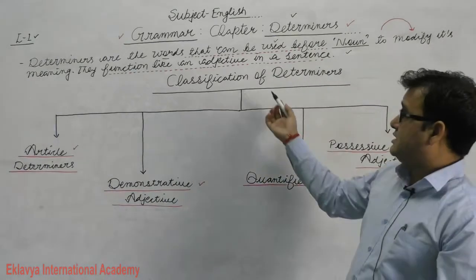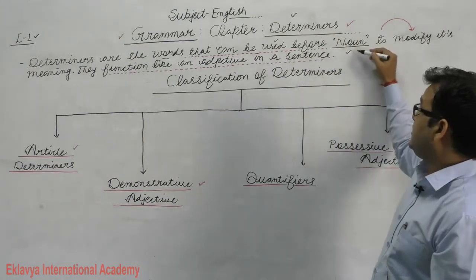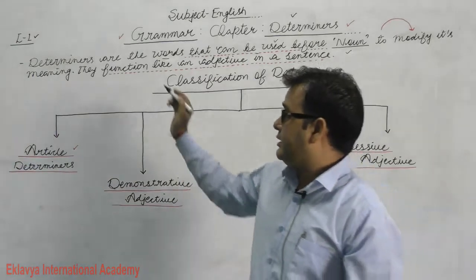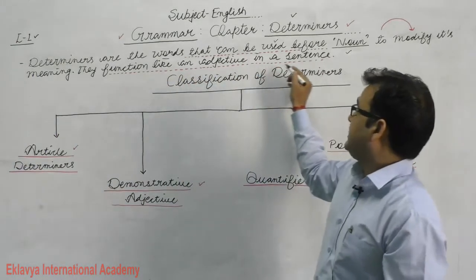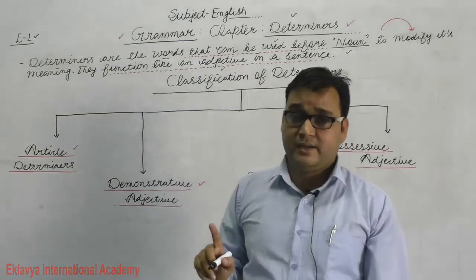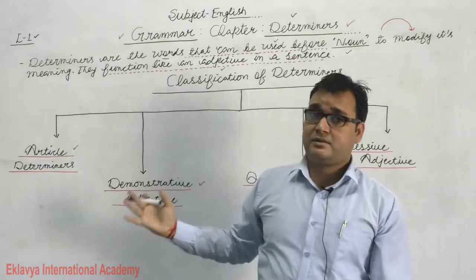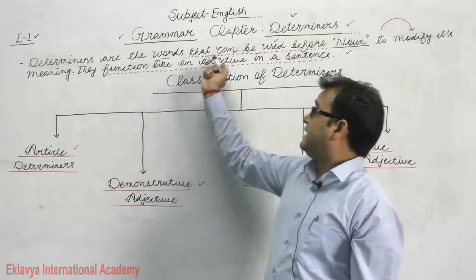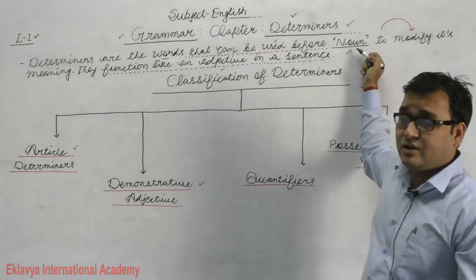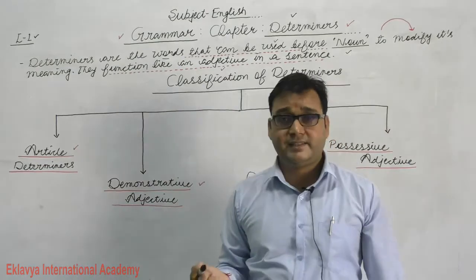Determiners are words that can be used before a noun to modify its meaning. Okay, they function like an adjective in a sentence. Is it clear? I repeat the definition again. Like each and every part of speech, determiners are the words that can be used before a noun, and they are used to modify its meaning, to change its meaning.